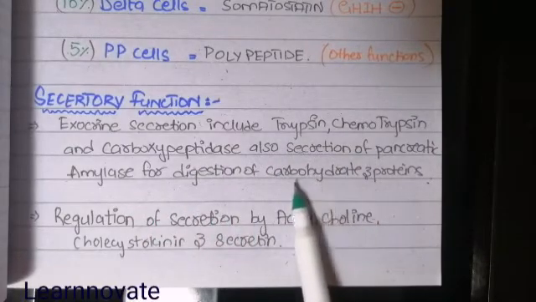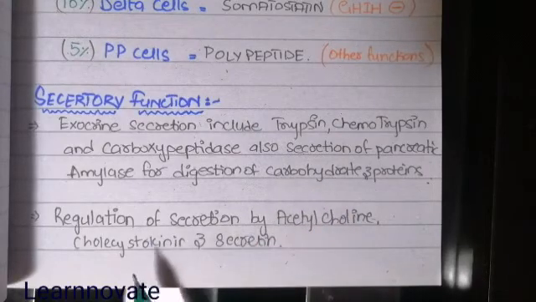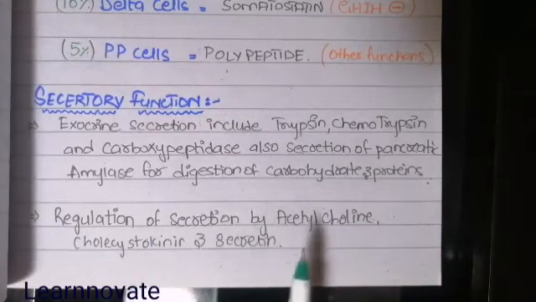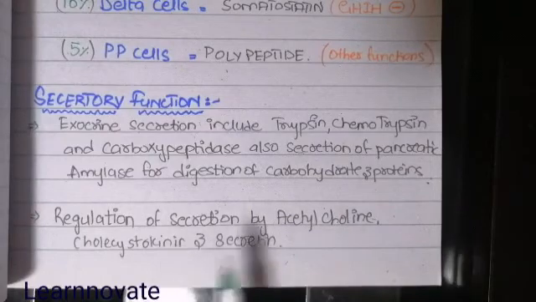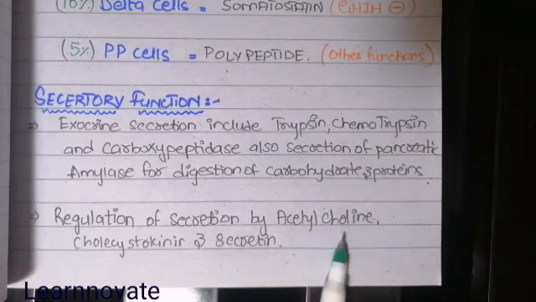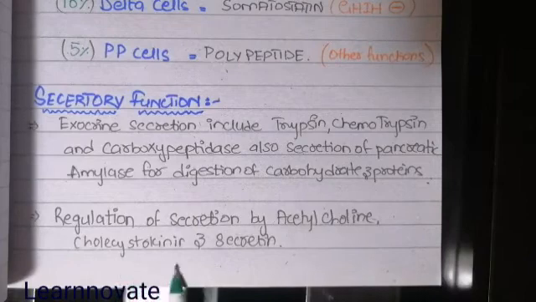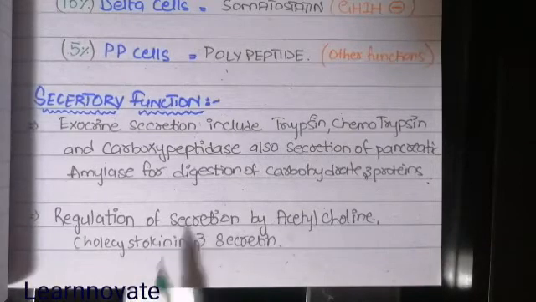The pancreatic amylase is secreted for amylase breakdown. The regulation of these secretions is by acetylcholine, a neurotransmitter released from the adrenal medulla, the cholecystokinin and the secretin. These two hormones are secreted from the duodenum, and they regulate the pancreatic secretion. How it happens, we will see by a diagram.